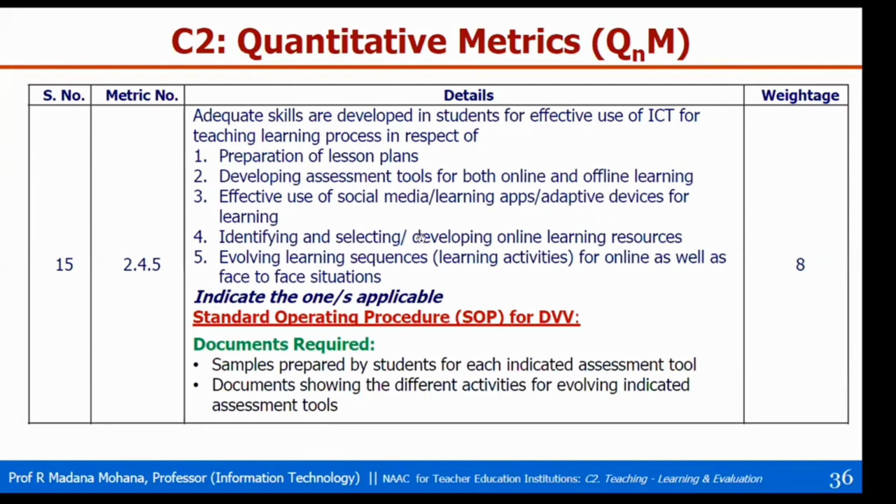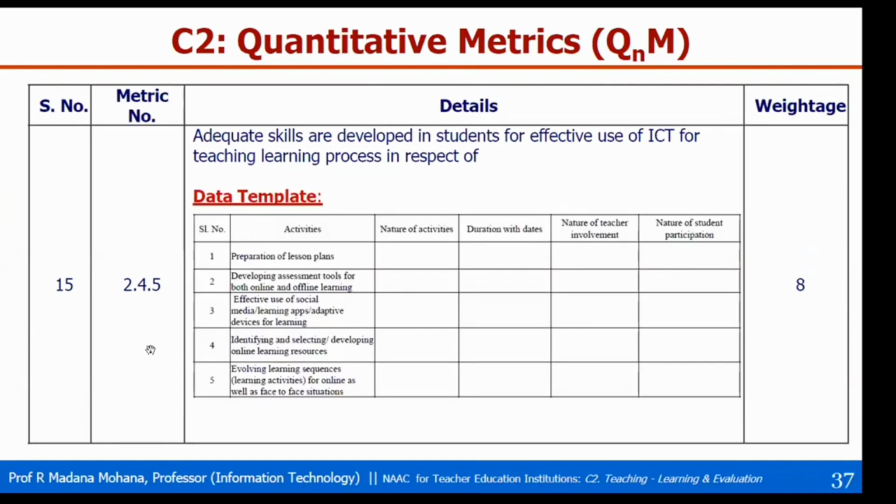Identifying and selecting or developing online learning resources. Evolving learning sequence means learning activities for online as well as face-to-face situation. You can select whichever applicable, which carries 8 marks. The documents required for SOP: samples prepared by students for each indicated assessment tool. Then the document showing the different activities for evaluating indicated assessment tool.